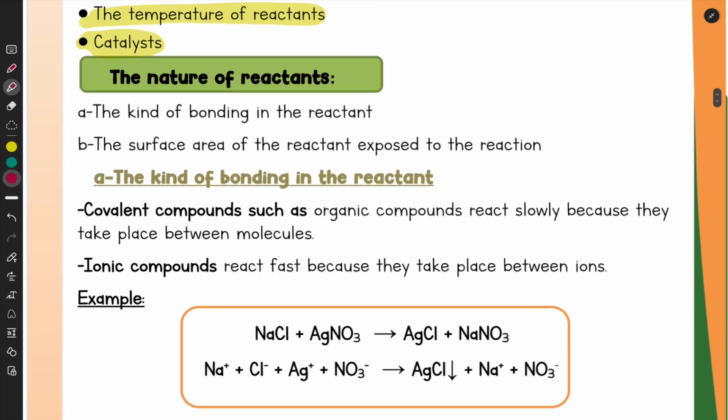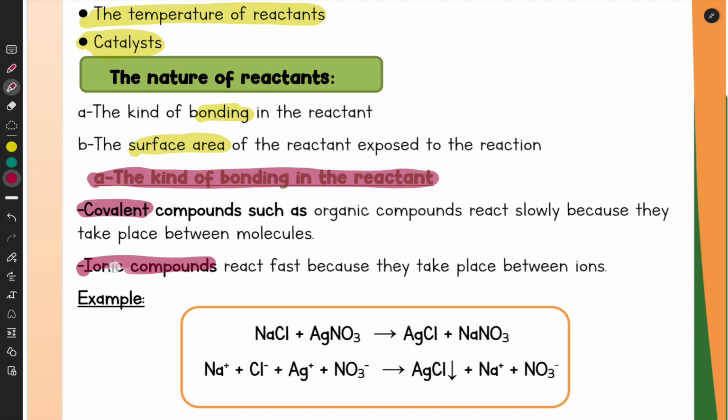The nature of reactant: the kind of bonding, either covalent or ionic, and the surface area. Of course, if the surface area increases, the speed of the reaction will increase. First of all, the kind of bonding in reactant: covalent bond or ionic bond. What's the difference between ionic and covalent bonds?